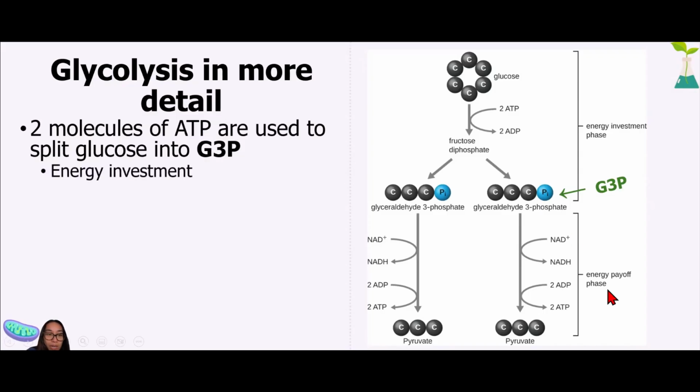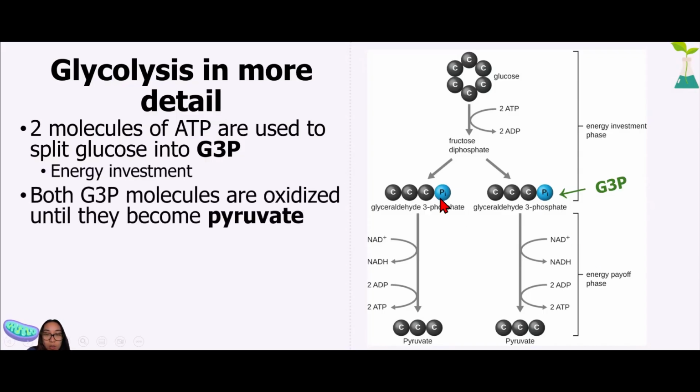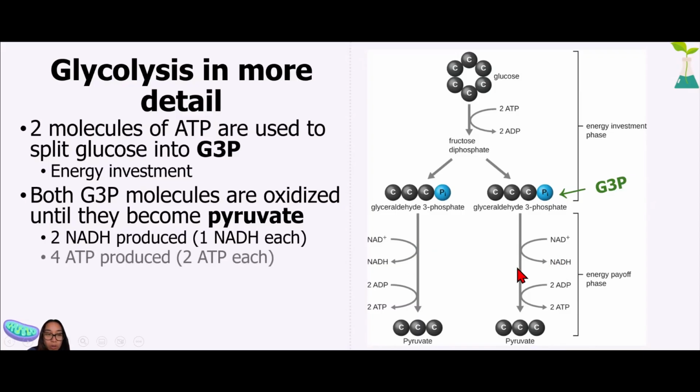And so we have that energy investment, and then these G3P molecules, we have 2 of them, they're going to be oxidized. And there's a lot of different reactions that are happening here. I'm not going to go into that much detail, but they basically get oxidized, and they will eventually become pyruvate at the end. Now, during this process, we're going to be producing 2 NADHs, one each. So one on this side and one on this side, so 2 total. We're going to be producing 4 ATP, 2 over here and 2 over here, so 4 total.